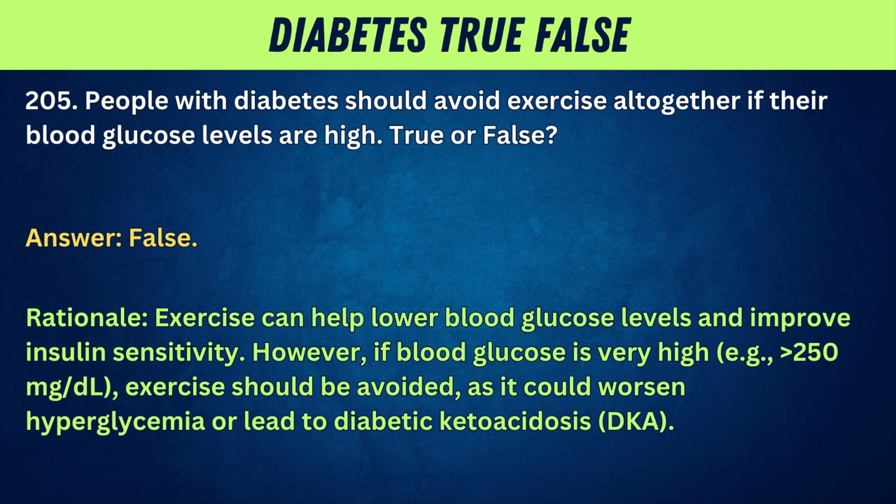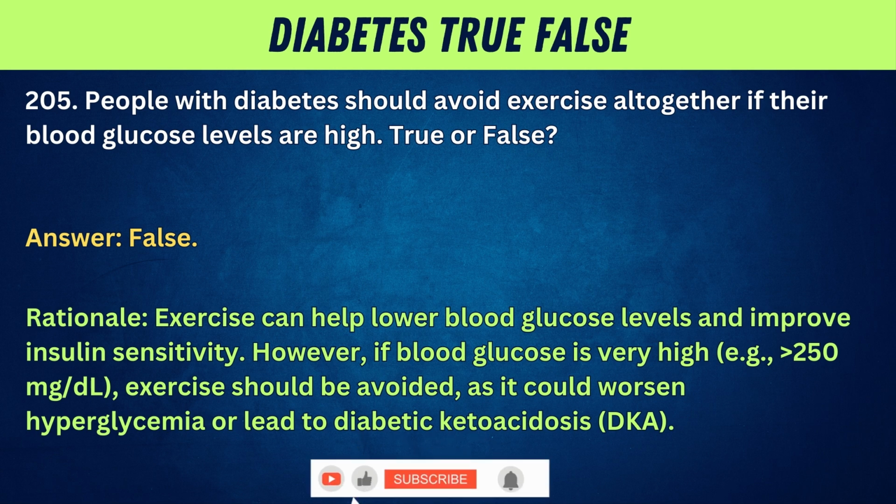205. People with diabetes should avoid exercise altogether if their blood glucose levels are high. True or false? Answer: false. Rationale: exercise can help lower blood glucose levels and improve insulin sensitivity. However, if blood glucose is very high, e.g., greater than 250 milligrams per deciliter, exercise should be avoided, as it could worsen hyperglycemia or lead to diabetic ketoacidosis, DKA.